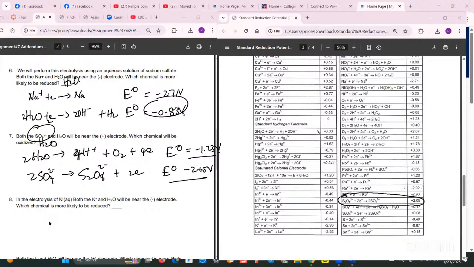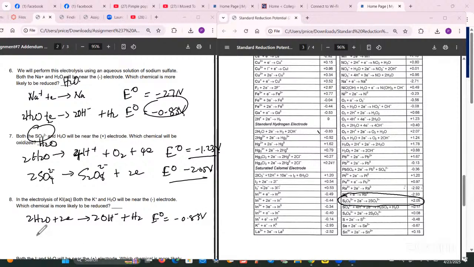number 8, which says that in the electrolysis of potassium iodide, both the potassium ion and water will be near the electrode. So again, it's kind of similar to what we did here. I'm just going to rewrite this here because it's the same water that we'll be using. 2H2O plus 2 electrons to form 2OH minus plus H2, and the EMF value of that is minus 0.83 volts.